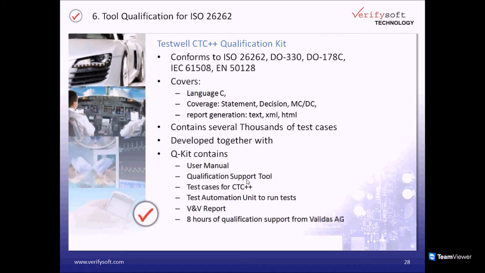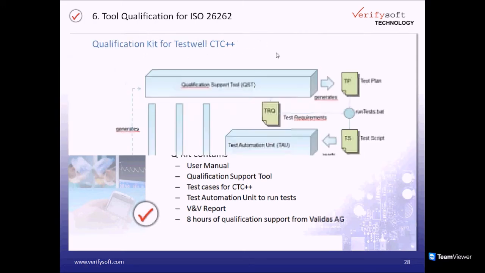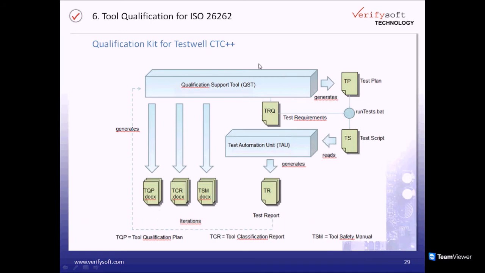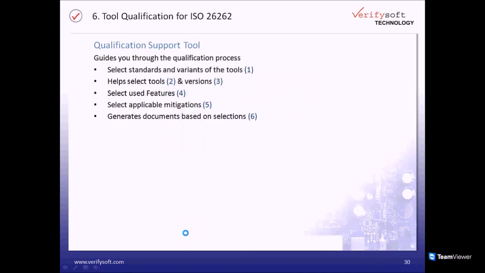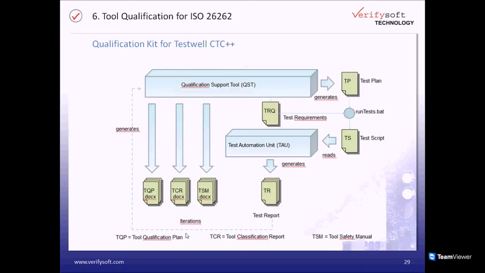So this is a process where within the qualification support tool, we'll be able to generate documentation, which is asked by the qualification organization, the full documentation package. So we're able to produce this tool qualification plan, classification report, even the safety manual. And here there are the test plan and test script that we provide in order to check in a test automation unit that CTC++ just conforms to its specification.